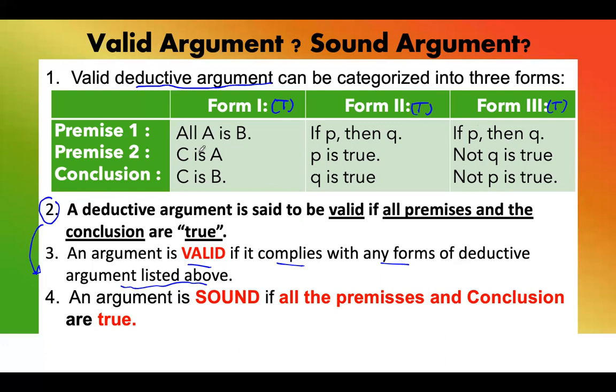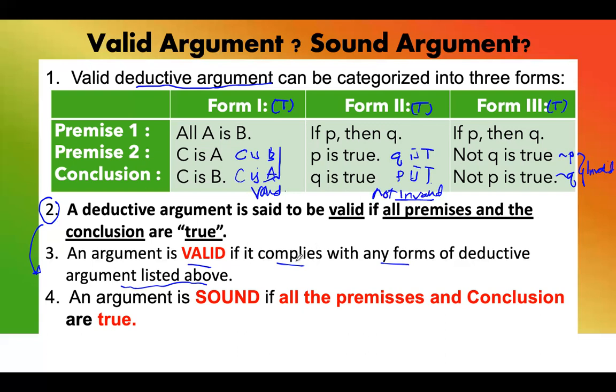All A is B, C is A, C is B. If you said all A is B, C is B first, then C is A, then this is not valid, right? Okay. If P then Q, you said Q is true, P is true. This is also invalid, right? And this one, not Q is true, you reverse it to become not P, not Q. So this one is also invalid.